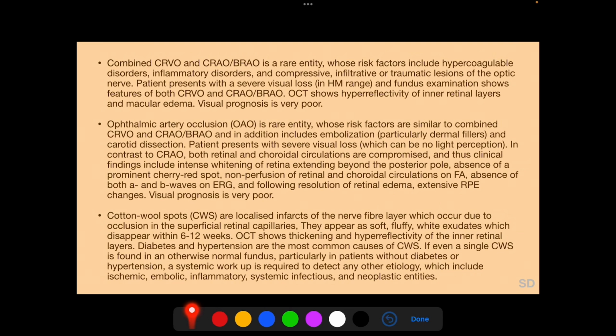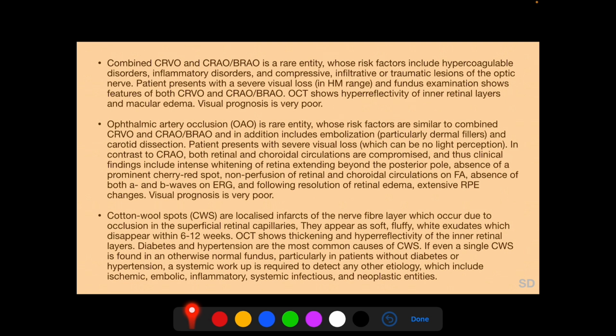Combined CRVO and CRAO or BRAO is a rare entity whose risk factors include hypercoagulable disorders, inflammatory disorders, and compressive, infiltrative, or traumatic lesions of the optic nerve. The patient presents with severe visual loss in the hand motions range, and fundus examination shows features of both CRVO and CRAO or BRAO. OCT shows hyperreflectivity of the inner retinal layers and macular edema. Visual prognosis is very poor. We should note here that cilioretinal artery occlusion associated with CRVO is not considered a combined artery and vein occlusion.